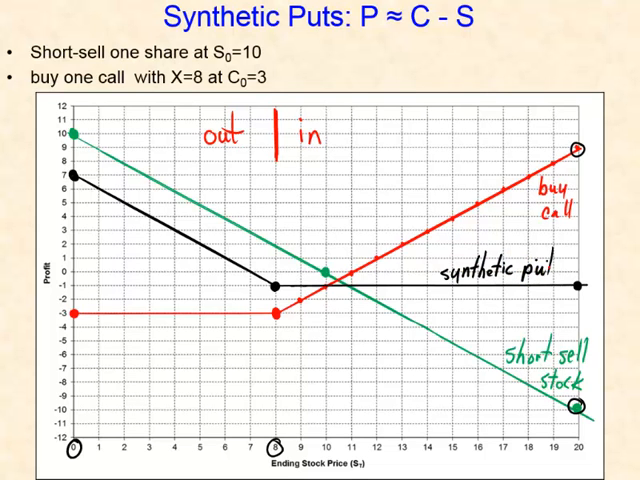And sure enough, the shape of this black line looks identical to the shape of the put option we plotted earlier. So by using a call and short selling the stock, we create something that acts just like a put option.